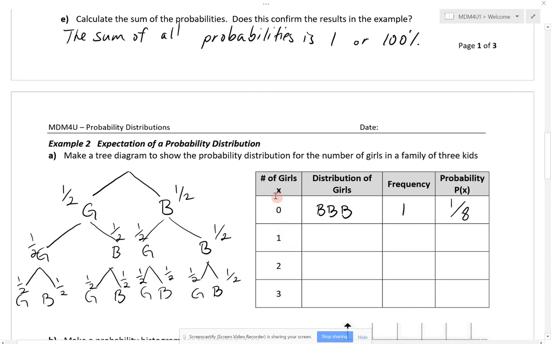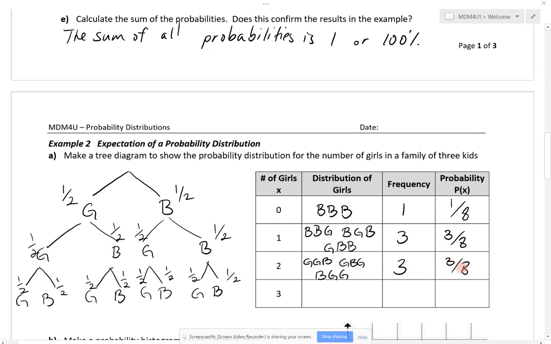One girl here means the arrangements are boy, boy, girl; boy, girl, boy; and girl, boy, boy. So there's 3 different ways you can get that to happen. So the probability is 3 out of 8. What if you had 2 girls? Well, you could have girl, girl, boy. You could have girl, boy, girl. And you could have boy, girl, girl. For a total of 3 outcomes. So again, another 3 out of 8.